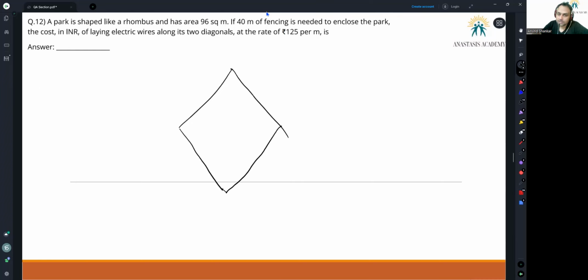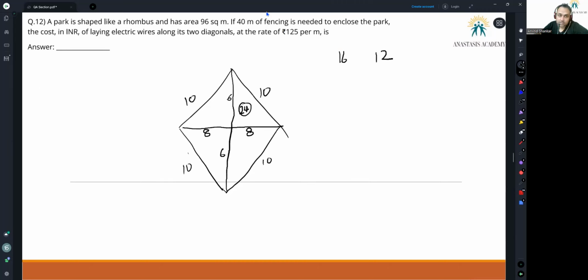If 40 meters of fencing is needed, every side is 10. Additionally, the area informed to us is 96, which means the 4 identical triangles that are getting created, their area is 24. Do you know of a right angle triangle with hypotenuse 10 and area 24? Of course, 6 and 8. So the length of the 2 diagonals are 16 and 12.